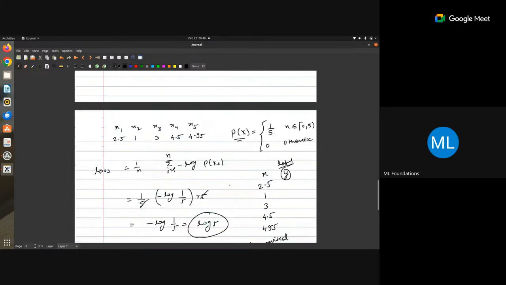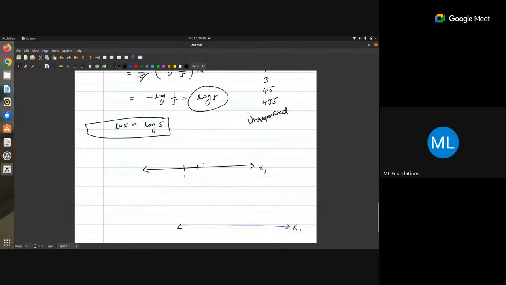So for example, here you see these points: 1, 2.5, 3, 4.5 and 4.95. Initially, you should mention that this whole thing is my cluster. This is the first cluster, right? Because you do not have any label, you can just go ahead and say that this is my cluster.